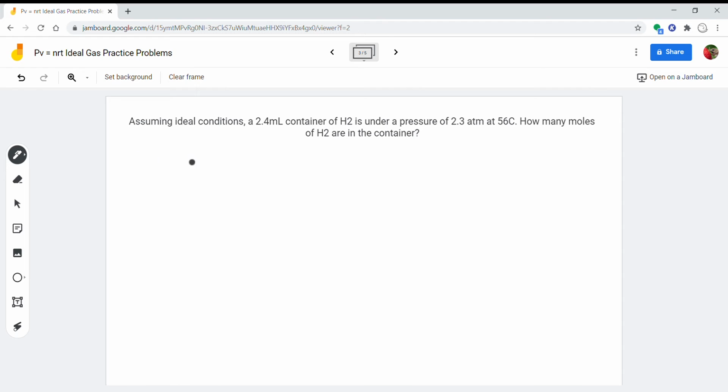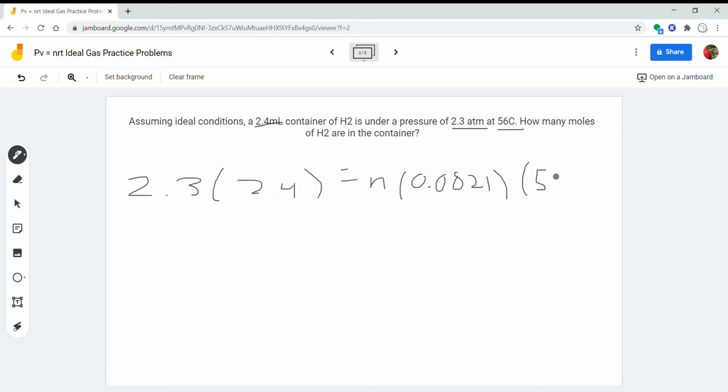Okay, so assuming ideal conditions, a 2.4 milliliter container of H2 is under a pressure of 2.3 atmospheres at 56 degrees Celsius. How many moles of H2 are in the container? So let's just plug in our values, right? We have our pressure, our volume, our moles, which is what we're trying to solve for, and our gas constant. We're using atm, so let's use 0.0821, and then 56. And if you did this, you would be wrong, dead wrong.